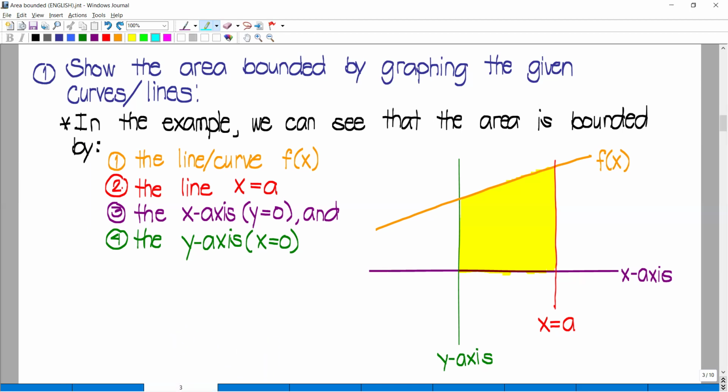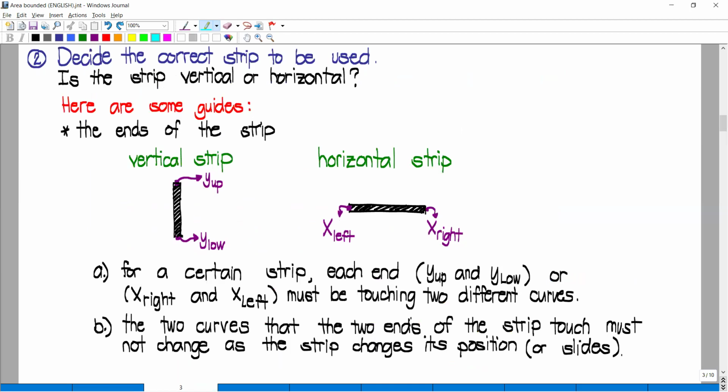Next, since we now know what the figure looks like, in step number two we must decide the correct strip to be used. And here comes the question: are we going to use a vertical strip or a horizontal strip? Guys, not just because, for me, if I want to use a vertical strip, I will use vertical, or if I want to use a horizontal strip, I will use horizontal. Wrong, guys.